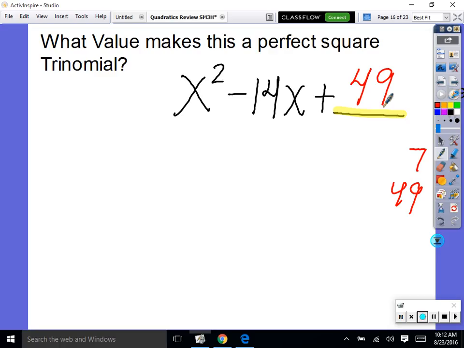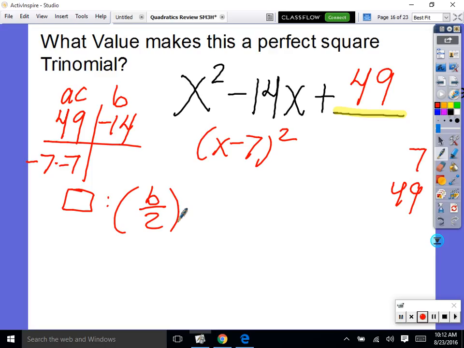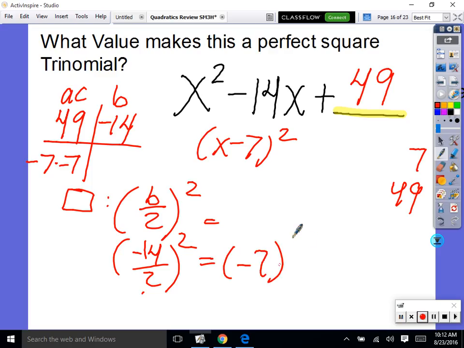So here's why. Are we looking for what multiplies to be a times c and adds up to be b? And adds up to be negative 14, won't that be negative 7 times negative 7? Yeah? So this would have factored to be x minus 7 squared. Now, a different way to think of it is completing the square. Can you just take b divided by 2 squared to figure out what's going to be that value? Yeah, our b value is negative 14 divided by 2 squared, which is negative 7 squared, which is 49.